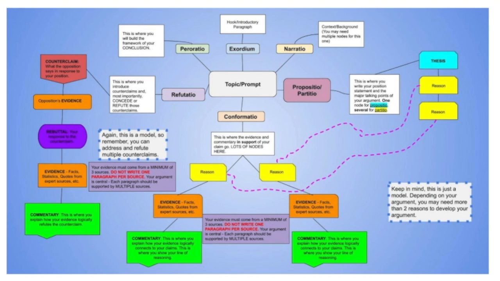And finally, here we have the mind map, but it is modified for the synthesis essay, and realistically, it's very, very similar. The big difference here are these two sort of lavender squares. Your evidence must come from a minimum of 3 sources. Do not write one paragraph per source. Your argument is central. Each paragraph should be supported by multiple sources. So these two squares here are the difference between the argument mind map and the synthesis mind map.